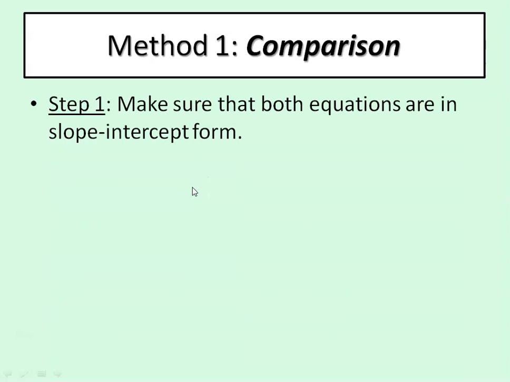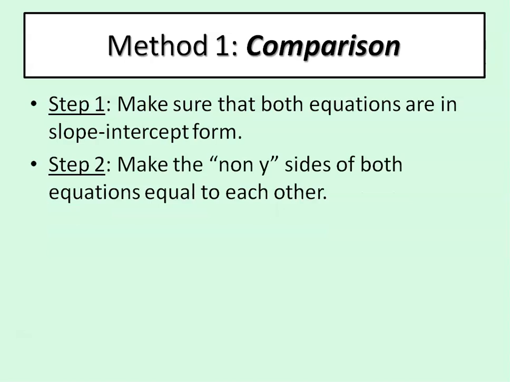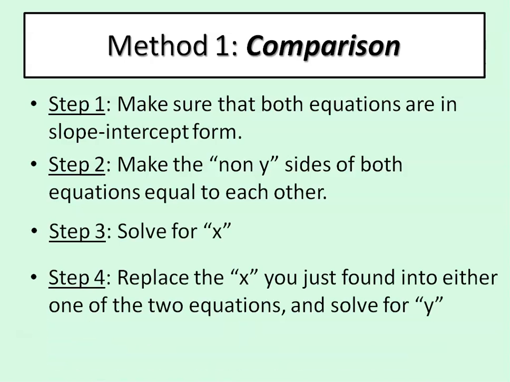And the steps involved are: one, to make sure that both equations are in slope-intercept form, that you have isolated the y in both cases. Then step two is to make the two non-y sides, the two sides without y, equal to each other, solve for x, and then replace that x into either one of the two equations and solve for y. Here's an example.